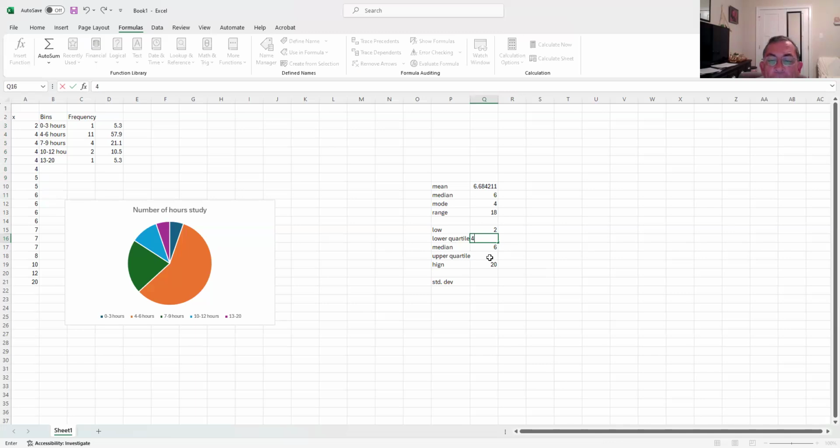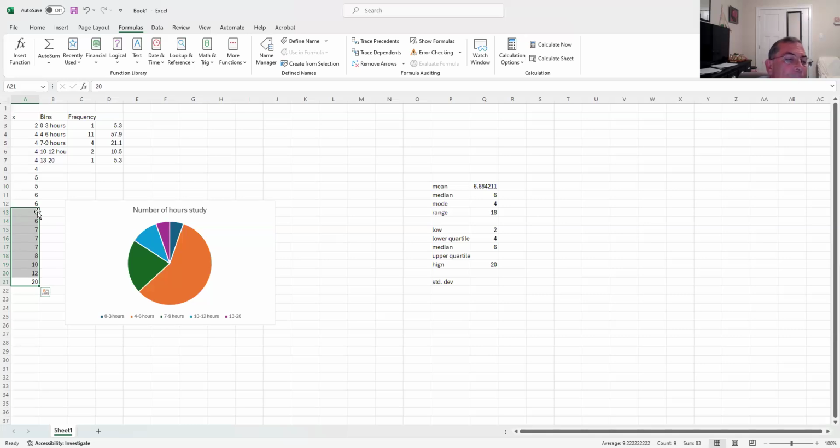Now, to find the upper quartile, I find the median of the top 9. So let's highlight them. 1, 2, 3, 4, 5, 6, 7, 8, 9. So this 6 was my median of all the data. Up here, I took the median of these 9 and got a 4. The median of these 9 will be the 5th number. So 1, 2, 3, 4, 5, and that is a 7.